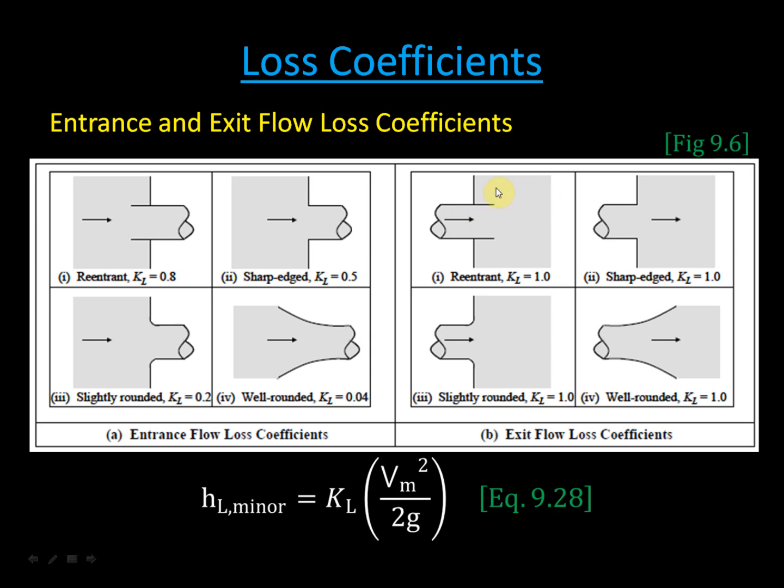But if I'm flowing into a fluid, then I'll have loss coefficients. And notice that it doesn't matter whether it's reentrant, sharp-edged, slightly rounded, or well-rounded, they're all a loss coefficient of 1 because it doesn't matter. They're already outside the pipe. I'm not going to worry about that recirculation, but I will have to push against the fluid that's already in here, so I'm going to get some losses from that. And again, that's how we find these loss coefficients K sub L.